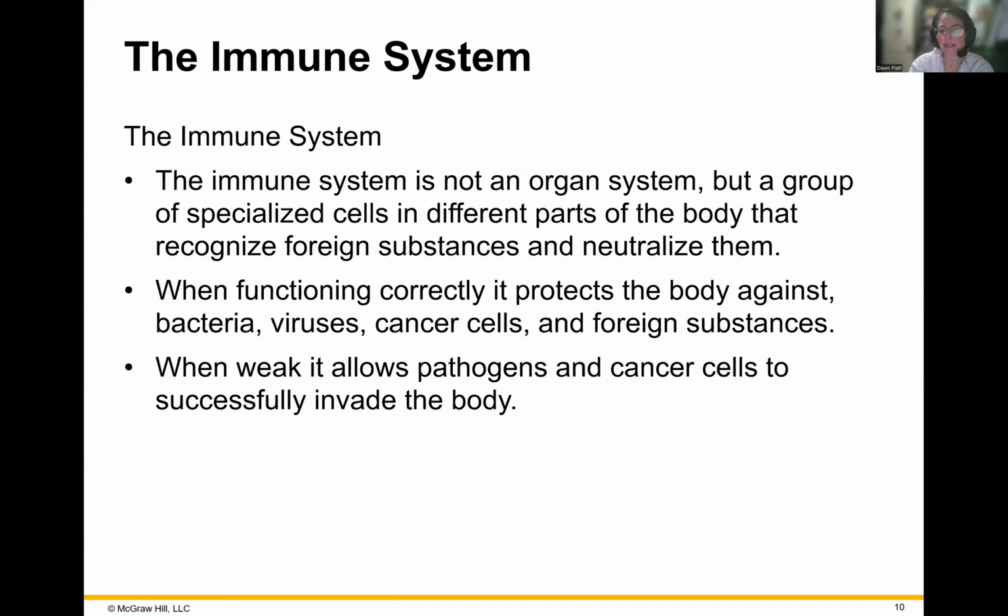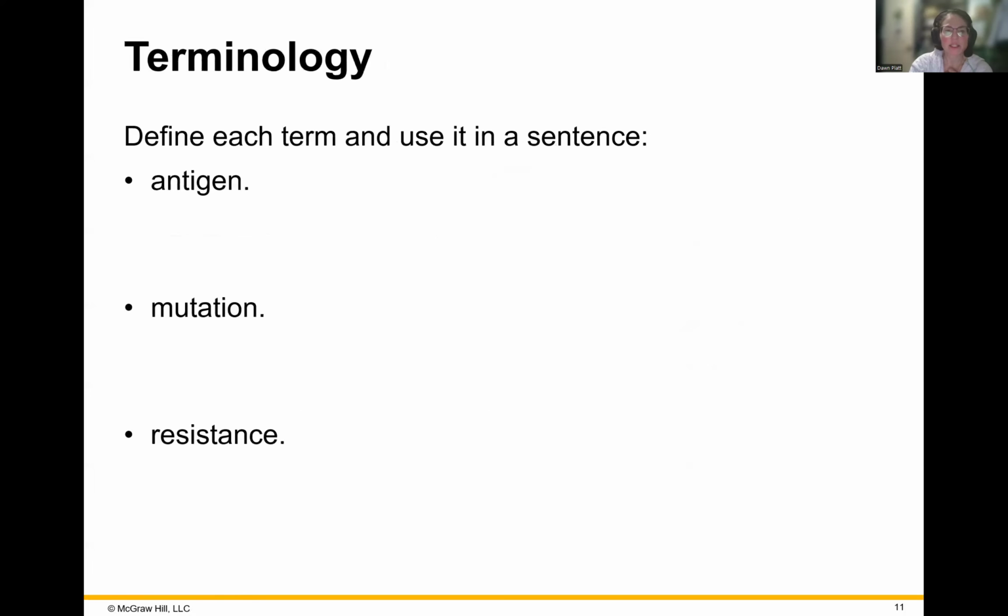All right, here is the immune system. These are the functions of the immune system. I'll let you read this. You can read about the different functions in your book.